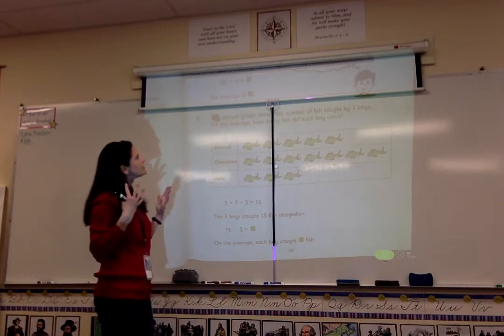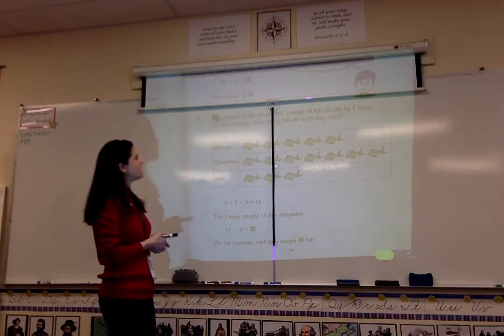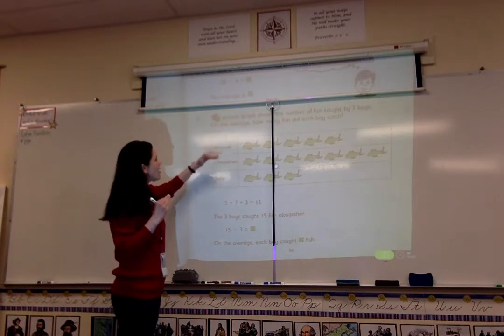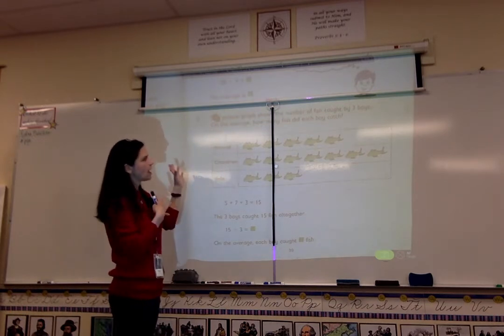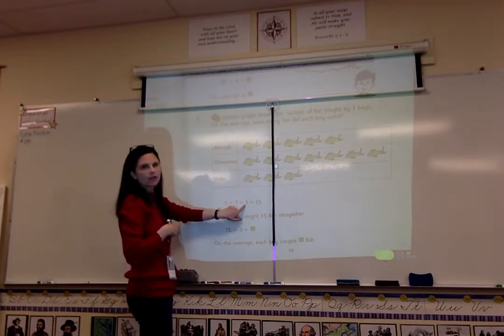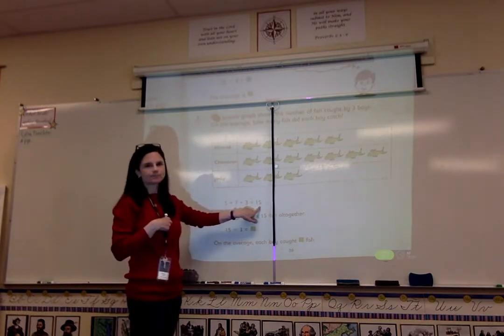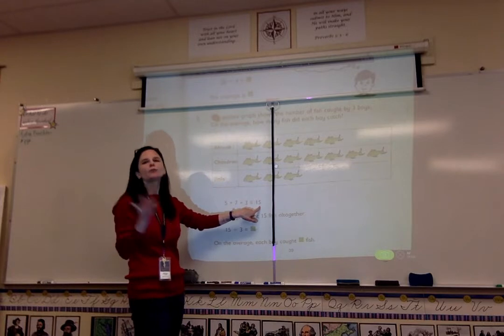So what is the average number of fish that each boy caught? Well, to determine that, again, we add up everybody's amount. So Ahmad had 5. Chandran had 7. Jinfa had 3. So the total number of fish caught by all the boys was 15. So that gives us the total. How do we find the average?